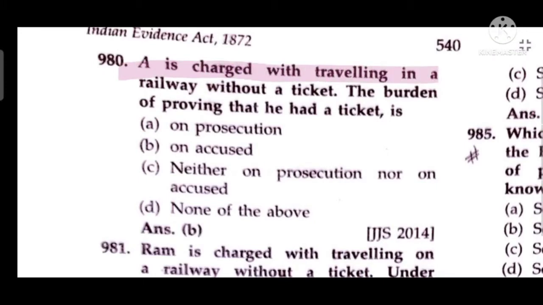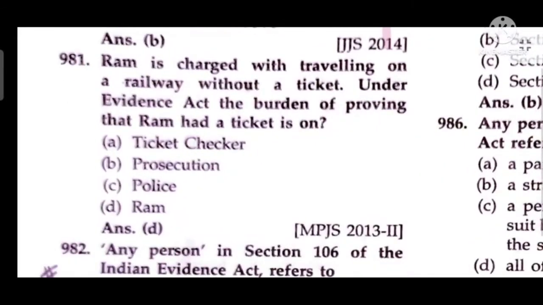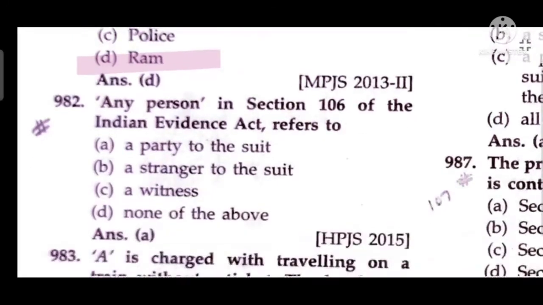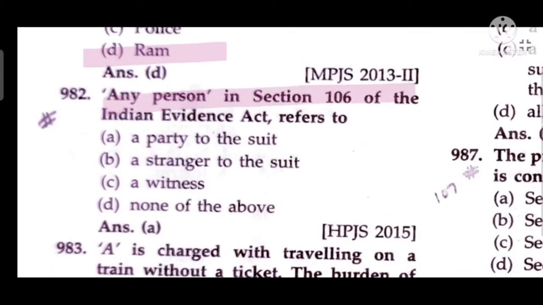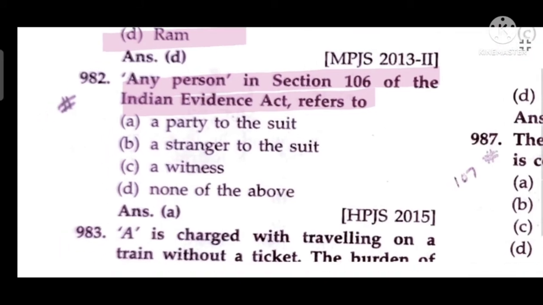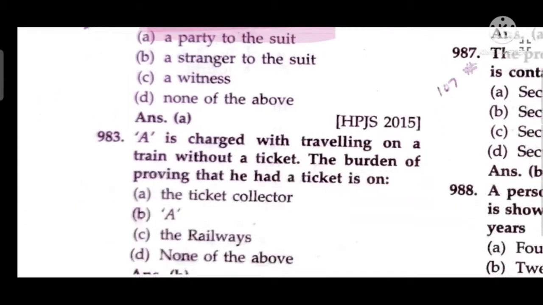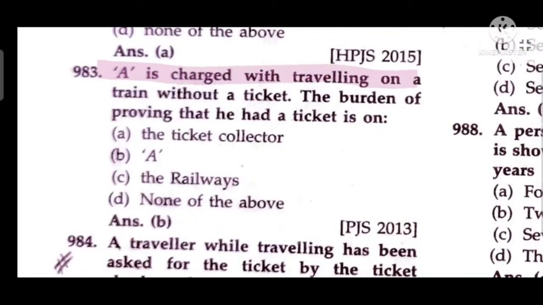A is charged with travelling on the railway without a ticket. The burden of proving that he had a ticket is on the accused. Ram is charged with travelling on the railway without a ticket. Under the Evidence Act, the burden of proving that Ram had a ticket is on Ram. Any person in Section 106 of the Indian Evidence Act refers to any party to the suit. A is charged with travelling on the train without a ticket. The burden of proving that he had a ticket is on A.